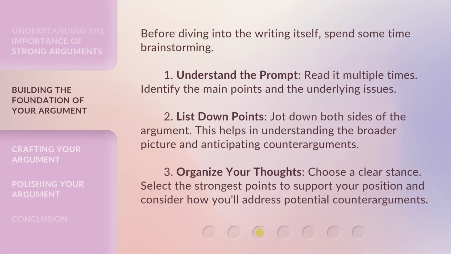Before diving into the writing itself, spend some time brainstorming. 1. Understand the prompt. Read it multiple times. Identify the main points and the underlying issues. 2. List down points. Jot down both sides of the argument. This helps in understanding the broader picture and anticipating counterarguments. 3. Organize your thoughts. Choose a clear stance. Select the strongest points to support your position and consider how you'll address potential counterarguments.